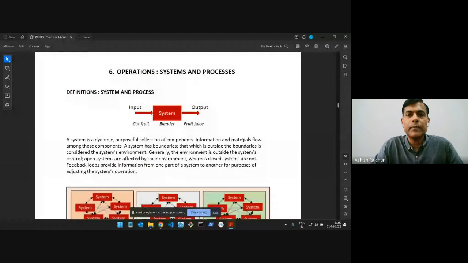We're going to talk about lesson number six: systems and processes. So basically, church operations. That means this has to do with the actual day-to-day running of the church as an organization. And so that's what we mean by operations. How is this organization going to operate on a day-to-day basis?